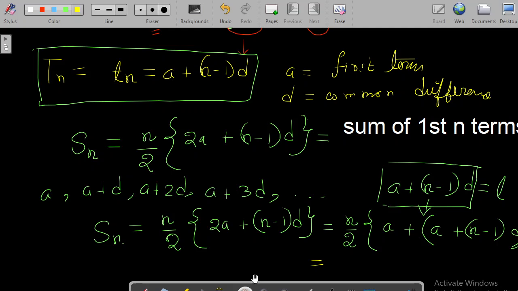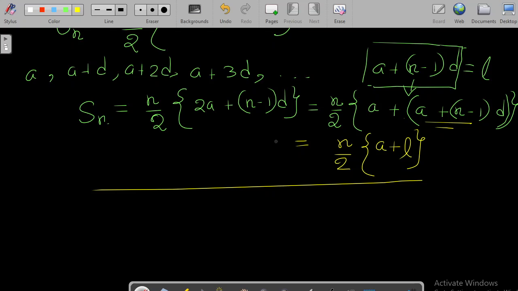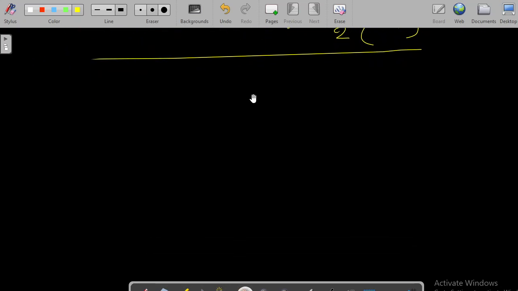So it becomes n by 2 times a plus, this is L, right? So we can say L. As you can see, this is another formula for the sum of the first n terms of an AP. We will slowly see which formula is more flexible, and we will use that. So let us write the formulas of AP over again.